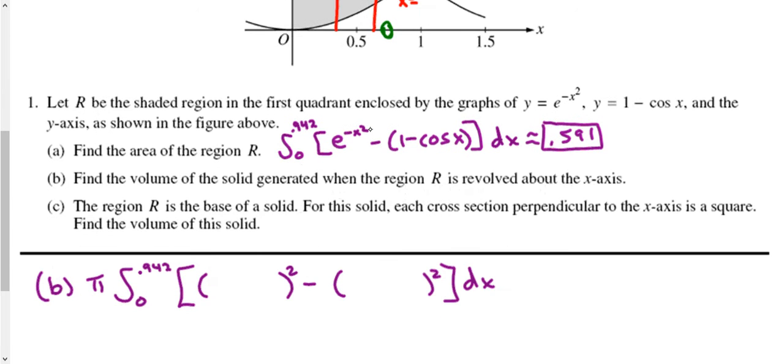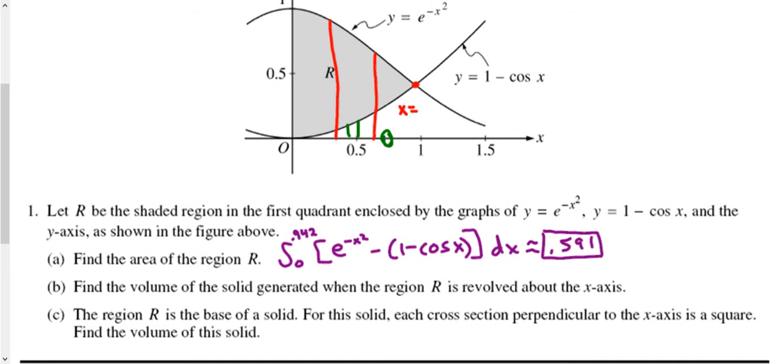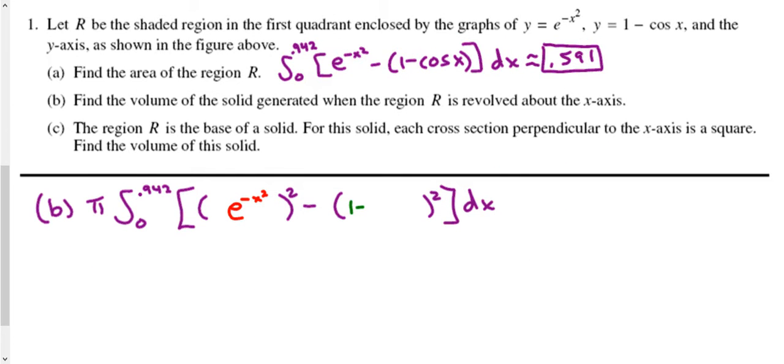So all we're going to do is put e to the negative x squared in here. That's our big radii, and then our small radii just go from here to here. Right, what we want to subtract out is this region, so those radii are 1 minus cosine of x. Okay, hopefully you're seeing here that this is just like finding the area between two curves, but when we revolve it about the x-axis, we make circles, so we just square these things, these lines, these radii.